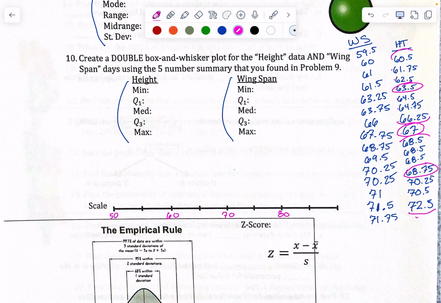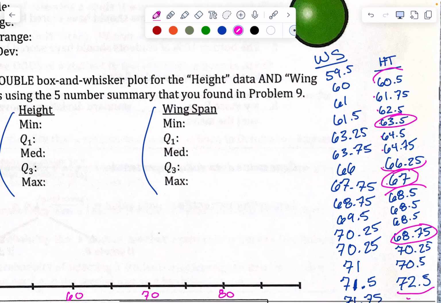Oh, goodness. Did you need something, Tate? Yeah. Help on number 10. Okay. You got your height. Find your minimum. Find your maximum. Find your median. Find your Q1. Find your Q3. So should my median be? No. The 3 circled are the Q1, median, Q3. Okay. That's what they should be.